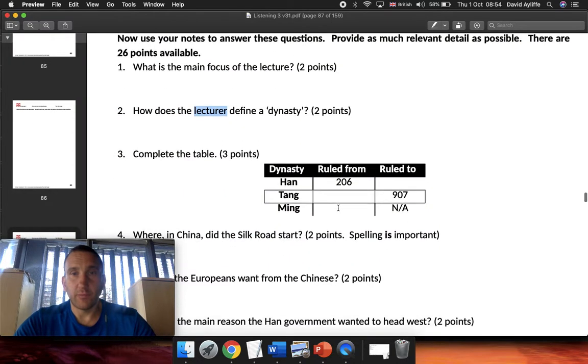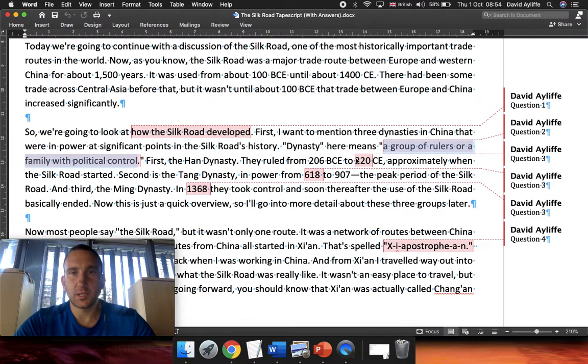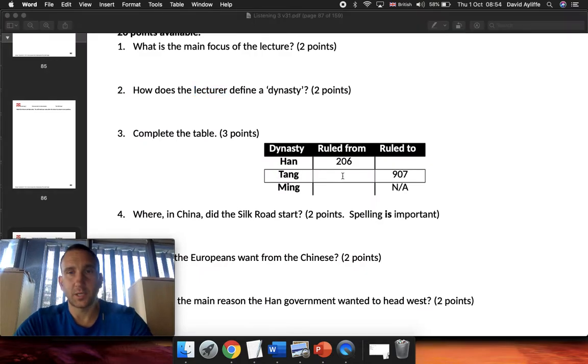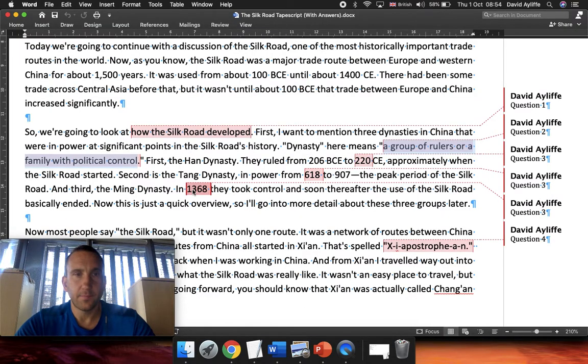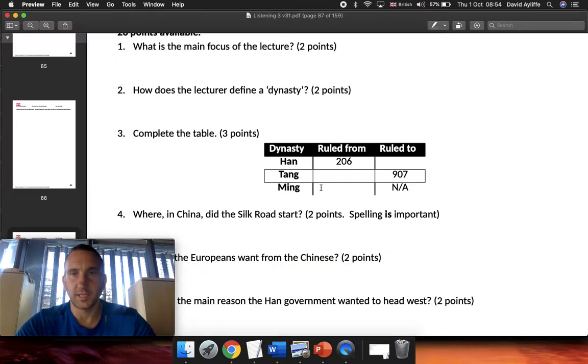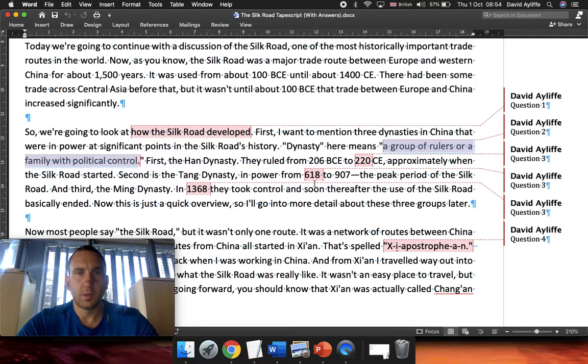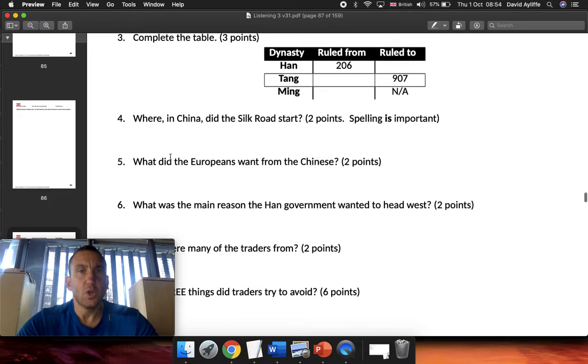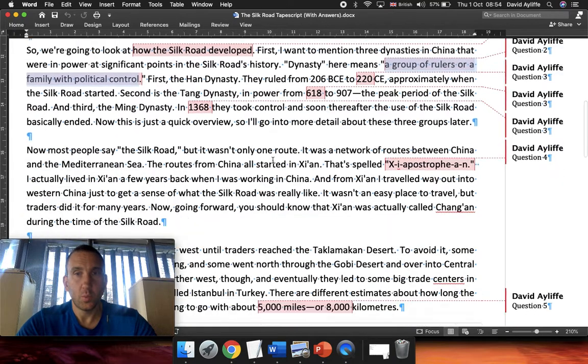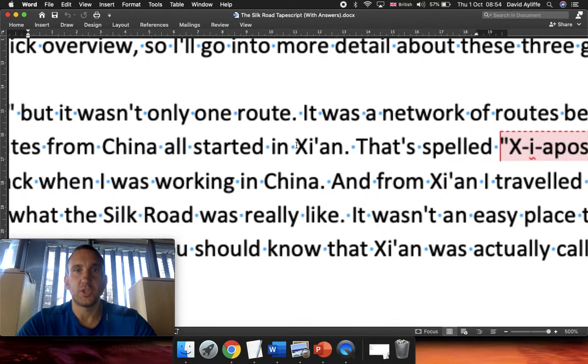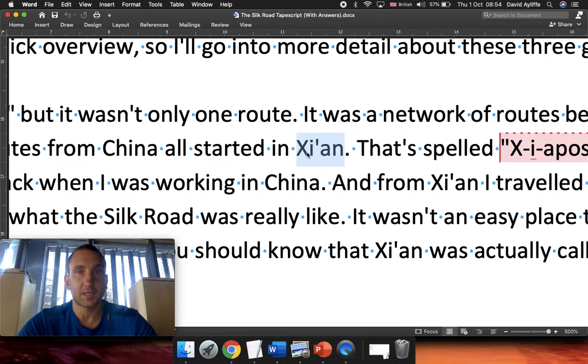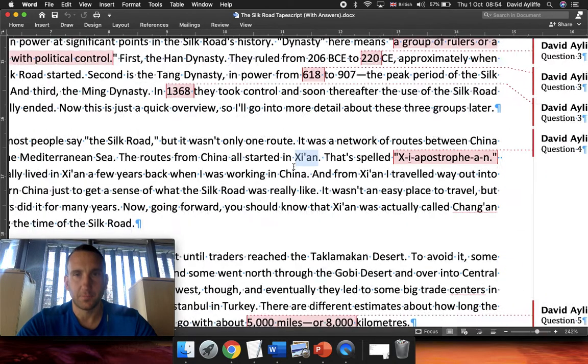Complete the table. So the Han ruled from 206 to 220. Tang from 618 to 907. And Ming in 1368. And their rule basically ended. So where did it start? Okay, spelling is important here. Where did it start? It started here in Xi'an, and we spell it like that, X-I-'A-N.